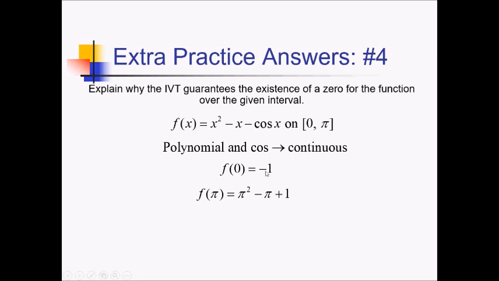So then we can say negative 1 is less than 0 is less than this stuff, which establishes that the IVT guarantees a 0 on the interval 0 to pi for this function. Basically, if you're starting here and you're ending up here and you're continuous, you've got to go through 0 to get negative to positive in that fashion. So there we go.